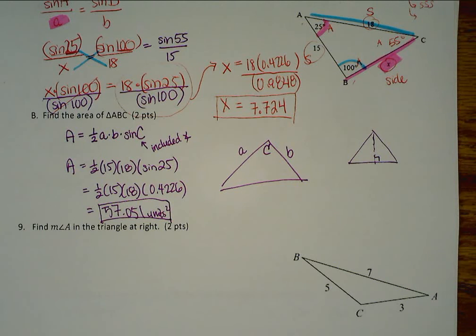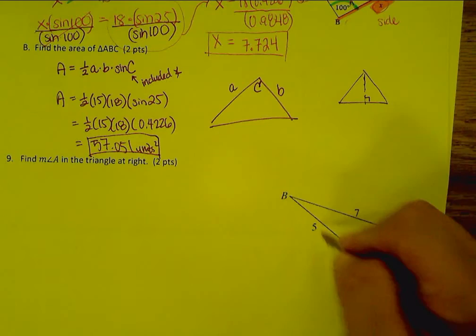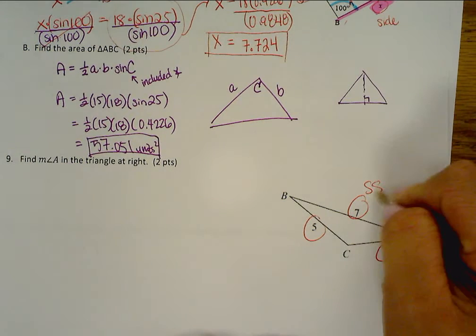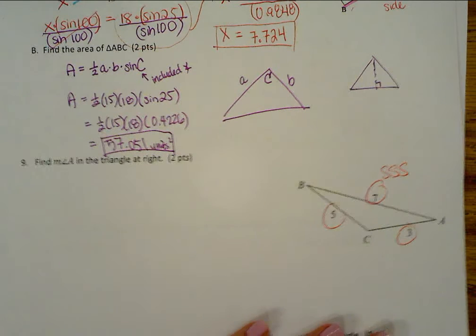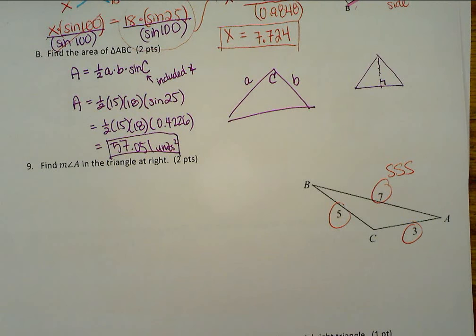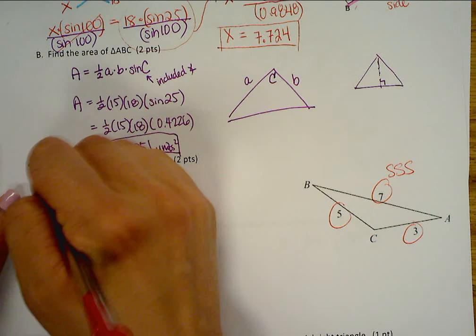9 is the clincher. Okay. This one, what information did they give me? All sides. They gave me side, side, side. So which law must I use? Law of cosines. I can't use law of sines because I don't have any angles. Okay, so this is a law of cosines problem because it's SSS.